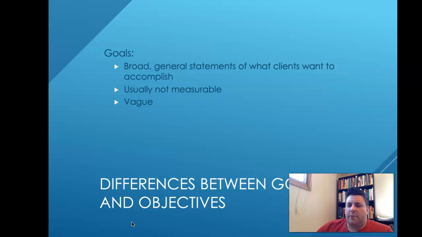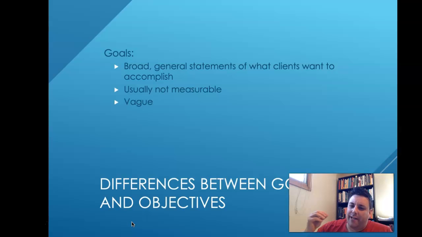Goals are usually general statements about what a client wants to work on. Some people distinguish between goals and objectives, and some people don't. Frankly, there's a lot of maybe dispute is too strong a word, but a lot of conversation about what should be a goal and what should be an objective. One of the things you see increasingly in social work today is the use of SMART goals. SMART is an acronym for specific, measurable, achievable, realistic, and timely.